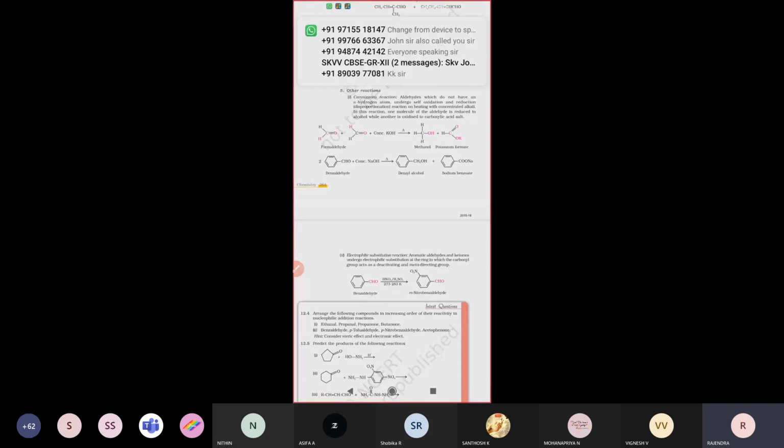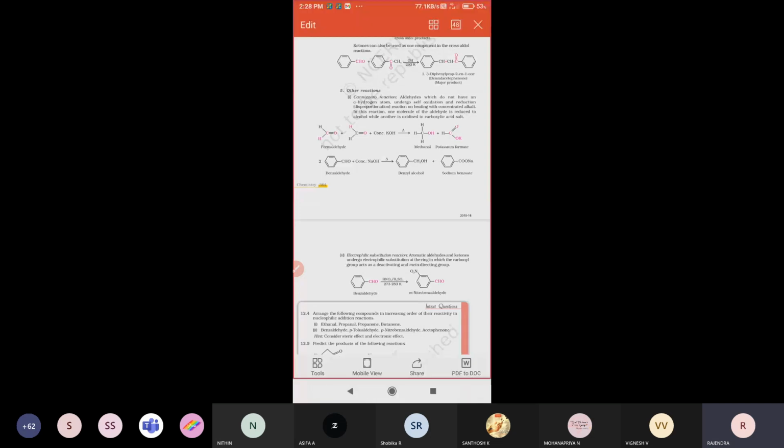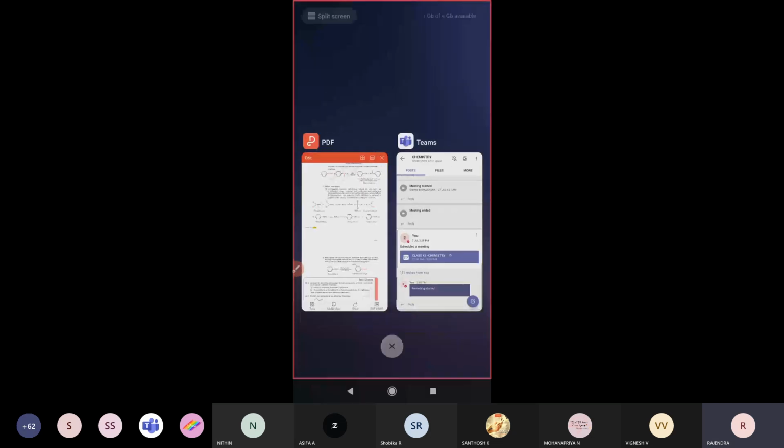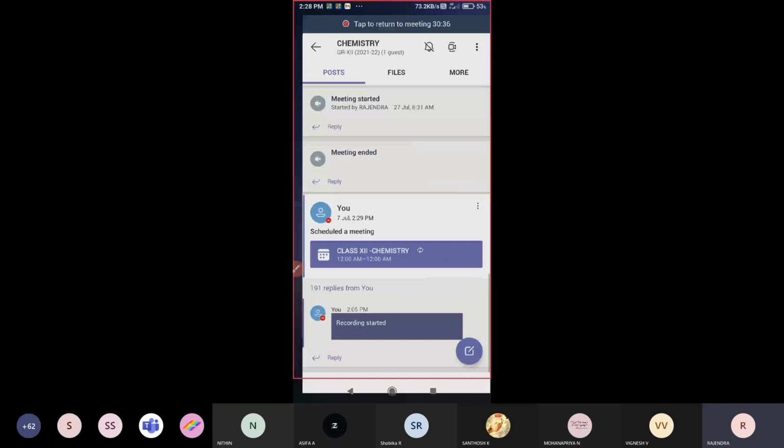So that means when you take aldehydes, self-oxidation as well as reduction takes place. Self-oxidation and reduction take place. All of you think once.